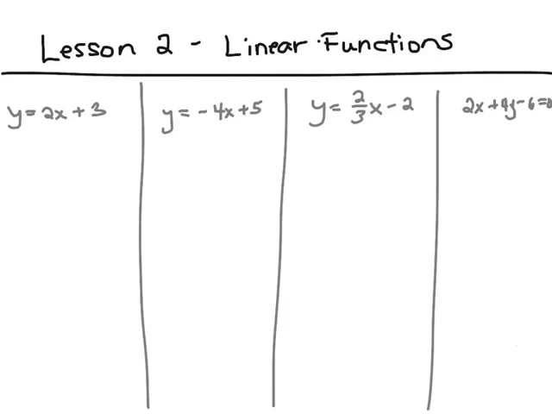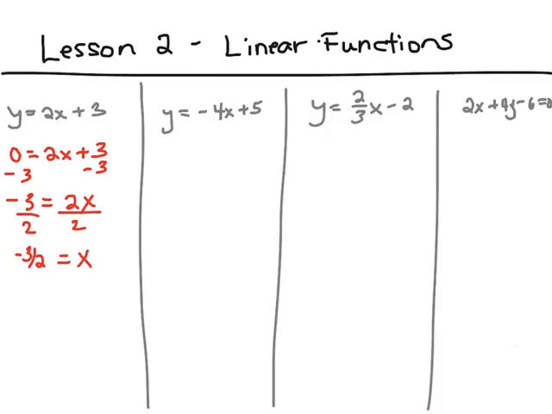For the next example, we want to find the x and the y-intercept. So first, to find the x-intercept, we make y 0. So we have 0 is equal to 2x plus 3. Minus 3 from both sides. We get minus 3 is equal to 2x. Divide by 2, and we're left with negative 3 over 2 is equal to x. So that is our x-intercept. And our y-intercept is easy because it's just your last number. So y is equal to 3.